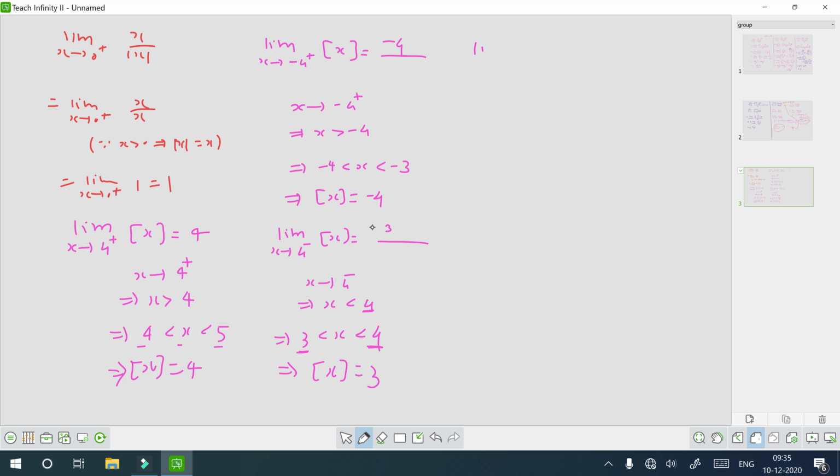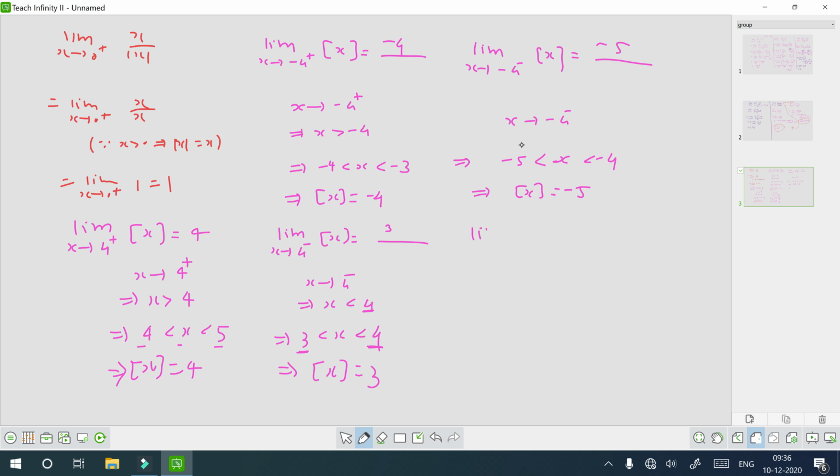Next one, limit x tends to minus 4 minus of the integer part of x is equal to what? Only one liner answer. x tends to minus 4 minus means x less than minus 4. So definitely there should be which integer here? Minus 5. So this integer part of x is equal to minus 5. So the answer is minus 5.